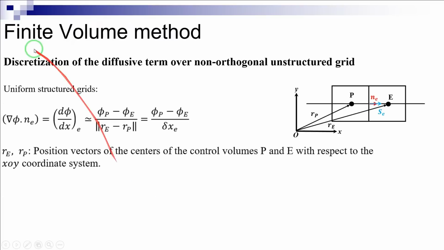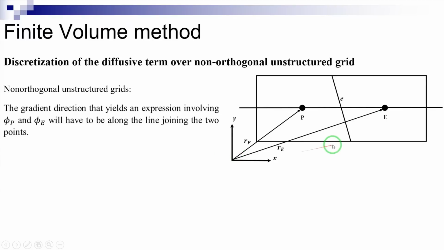Discretization of the diffusive term over non-orthogonal unstructured grid. In uniform structured grids, as can be seen here, the fluxes are normal to the face. In these grids, as shown here, the gradient on the east face side is calculated as follows, where RE and RP are the position vectors of the centers of the control volumes P and E with respect to the X or Y coordinate system. However, most of the times the grid is unstructured, which results in non-orthogonal faces with respect to the vectors connecting the two cell centers as shown here.